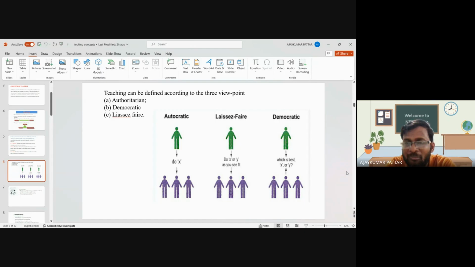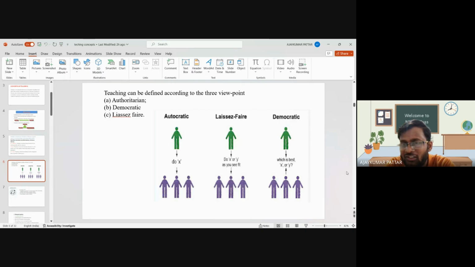Here in laissez-faire, what happens? Do X or Y as you see fit. Whichever you find easy, you do. What happens in democratic teaching? What is democratic teaching? Do which is best. Which one is best for you? For example, certain definitions we will consider, like Charaka's definitions are best.